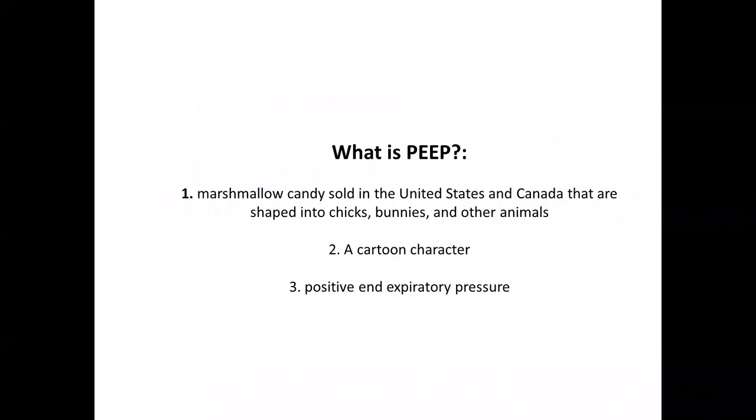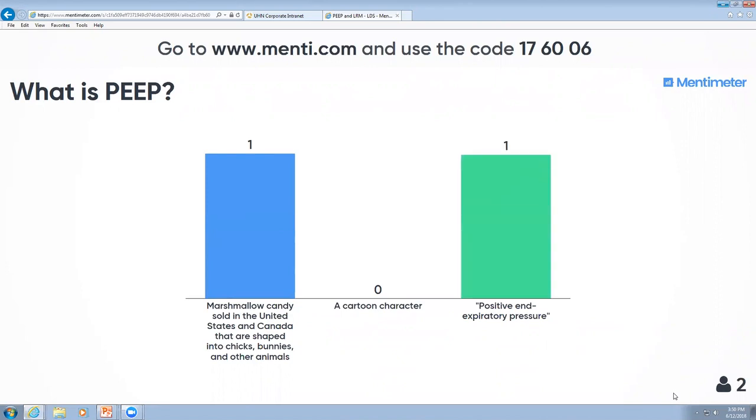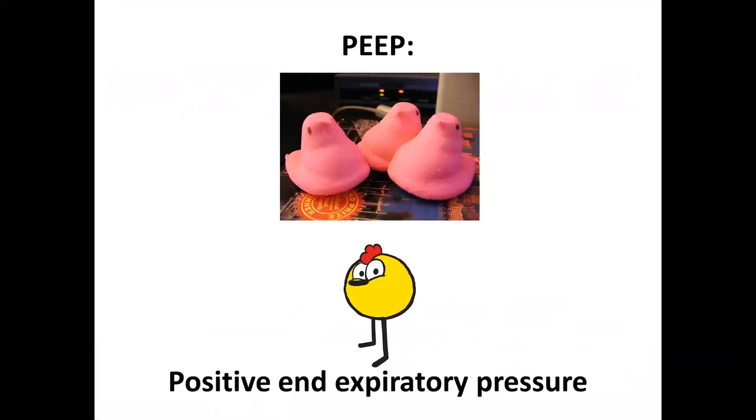So first question, what is PEEP? It's a marshmallow candy sold in the United States and Canada that is shaped into chicks, bunnies, and other animals, a cartoon character, or positive end-expiratory pressure. They're not mutually exclusive, you can check all that apply. So they are all correct. There are marshmallows, a cartoon character, and positive end-expiratory pressure. Today we're going to focus on the positive end-expiratory pressure.